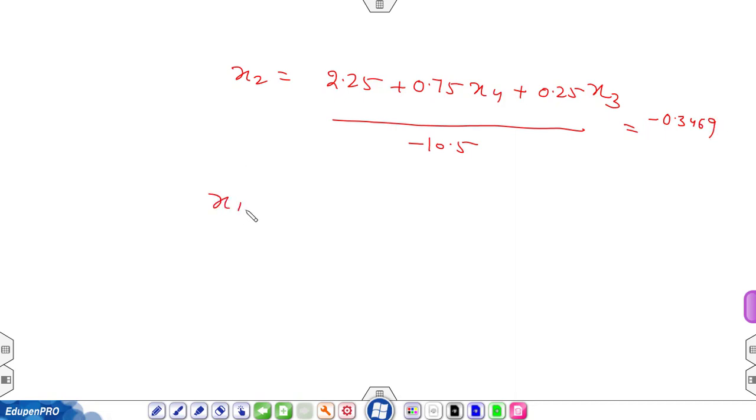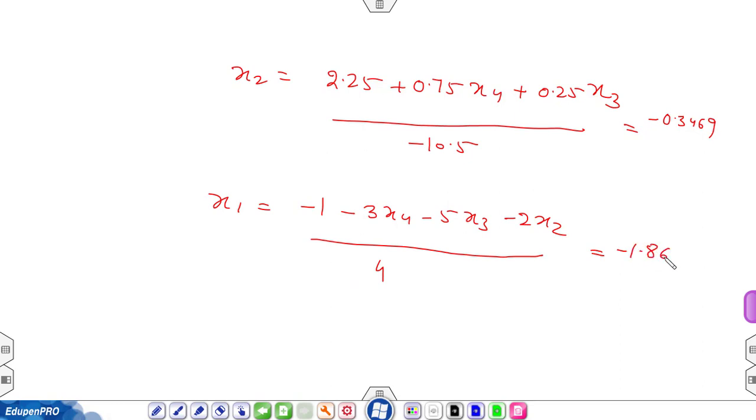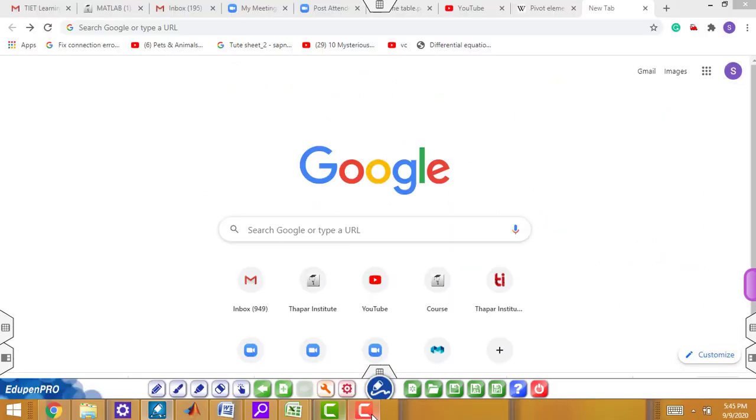Okay, compute the value of x1, that is minus 1 minus 3x4 minus 5x3 minus 2x2 upon 4. This value is coming out to minus 1.8673. Okay, so this is the value we are getting. So the solution of the system by scaled partial pivoting is this. So this is your scaled partial pivoting.